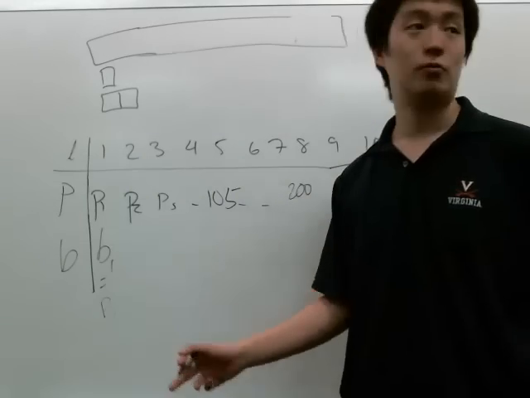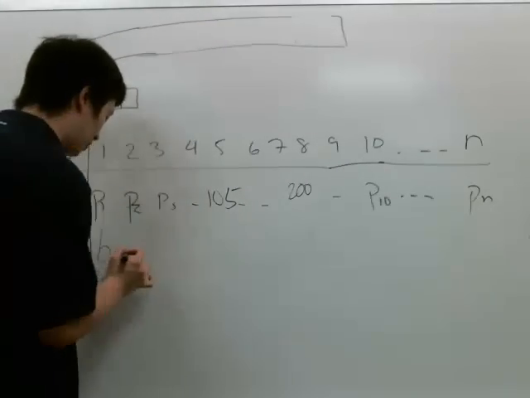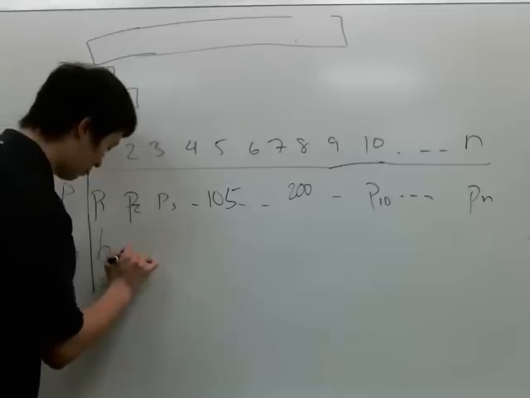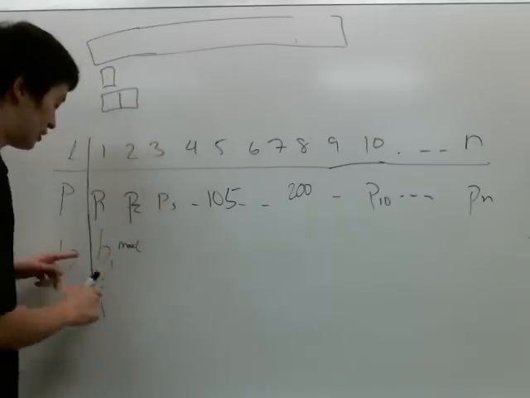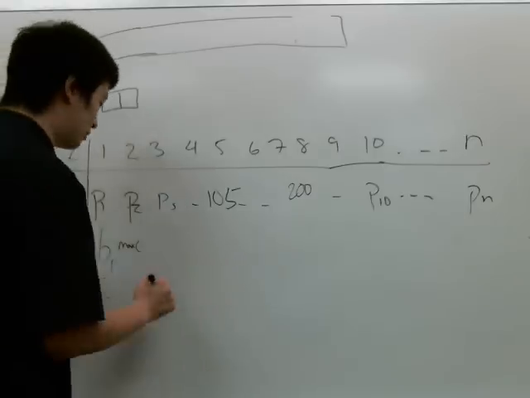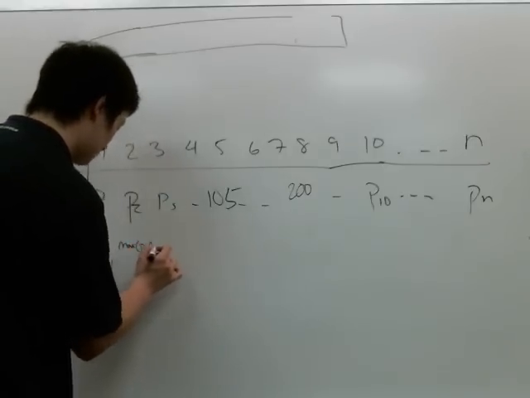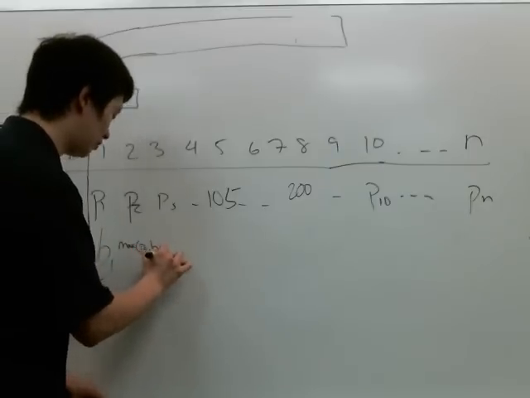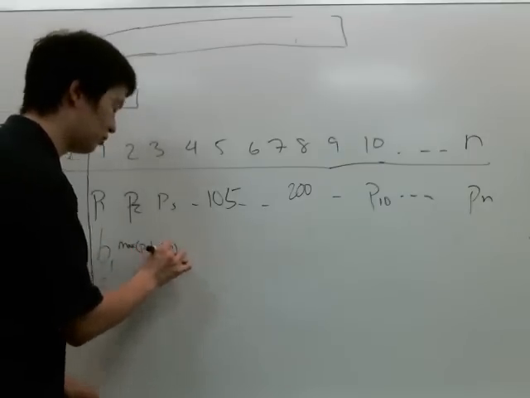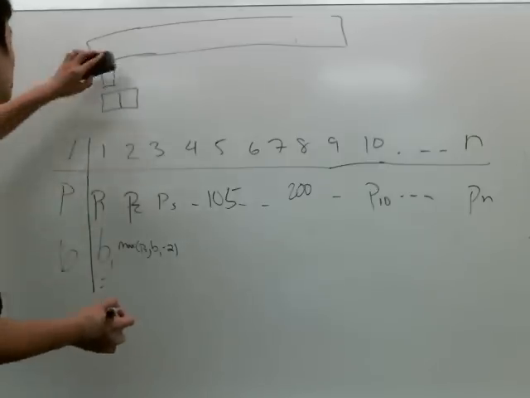For 2, we actually just have to make a comparison, right? And we compare, it's the max. And instead of P of 1, since P of 1 is equal to B of 1, we can say the max of P of 2, since it's a max function, comma, B of 1 times 2. Okay? So then, fun question.